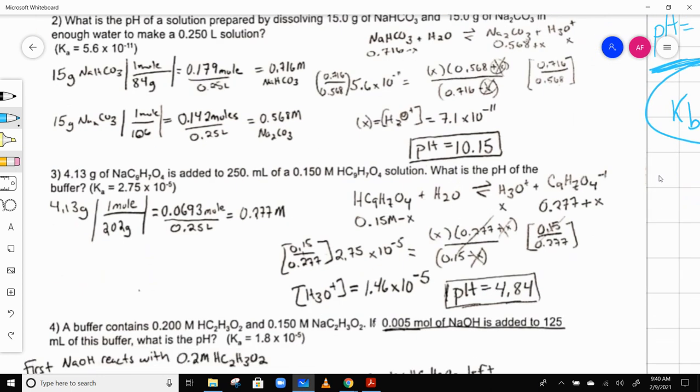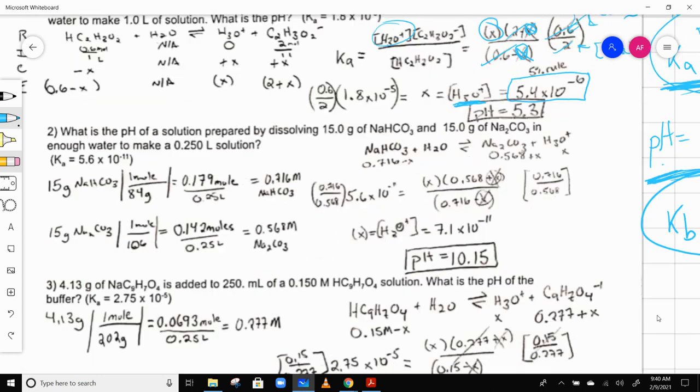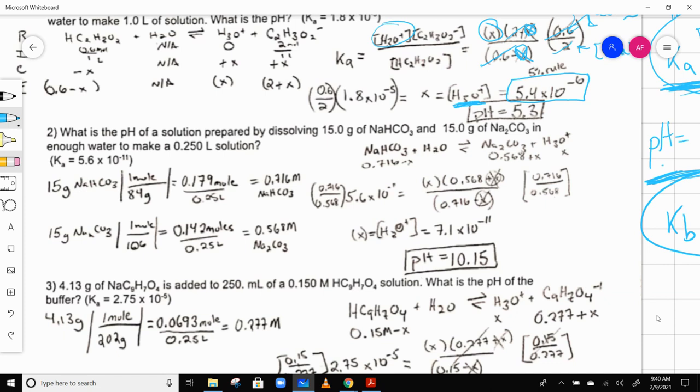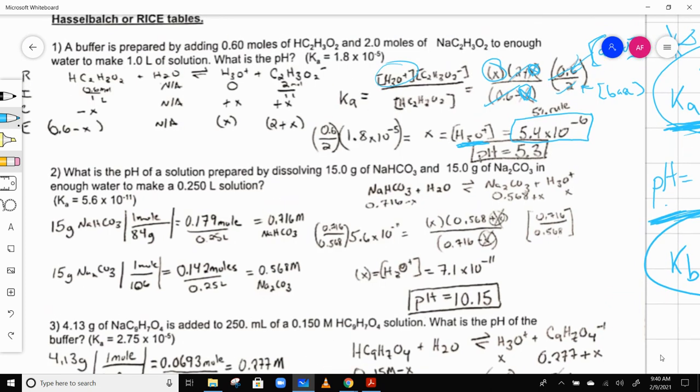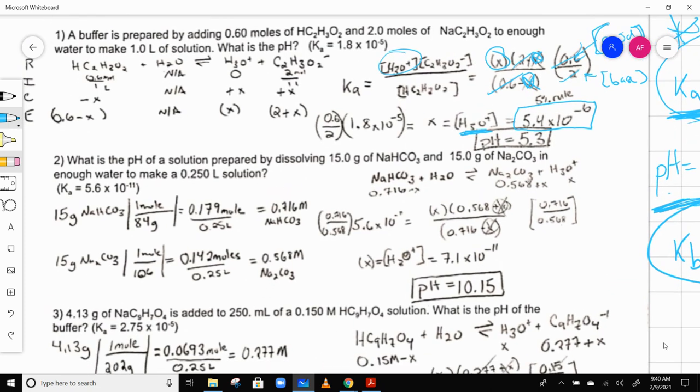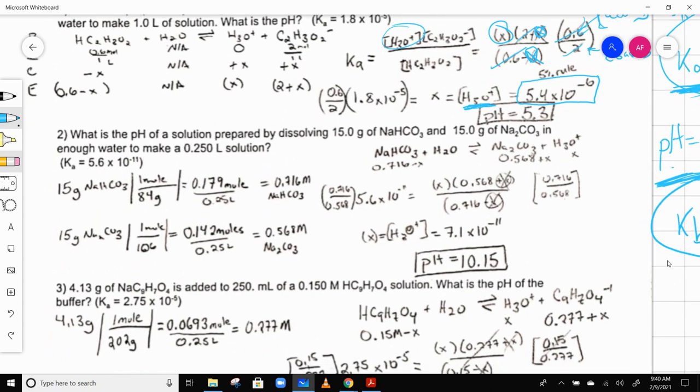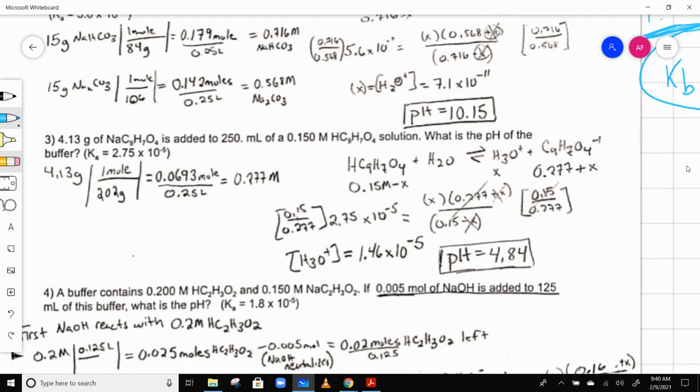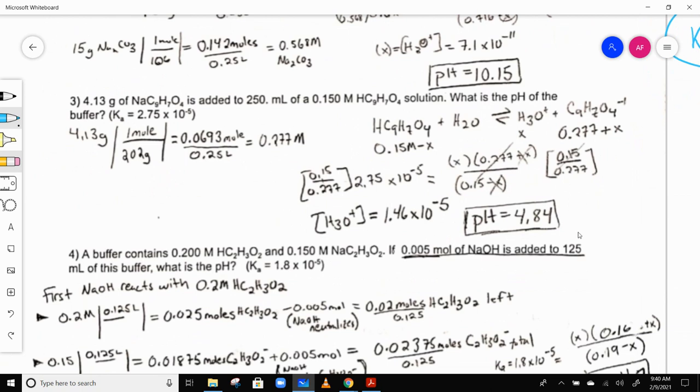Okay, number 3. Any questions so far? 1 and 2. Not too bad, right? They get harder. Not too much harder today, though.